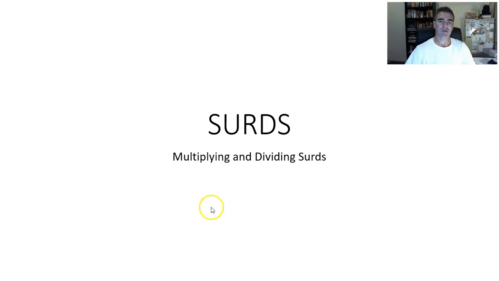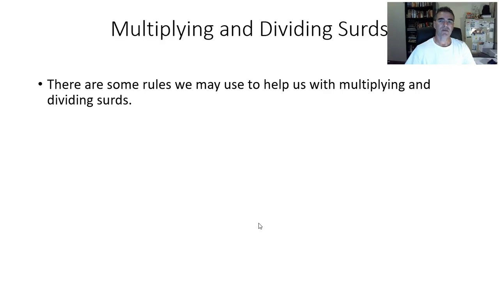Today we're going to have a look at multiplying and dividing surds and the rules that apply with those to make them easier. So first of all, there are some rules that we can use that are going to make it easier for us to multiply and divide surds together.